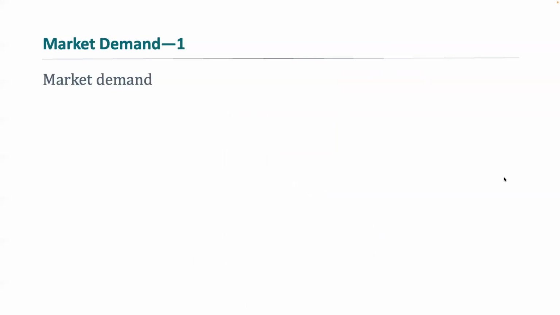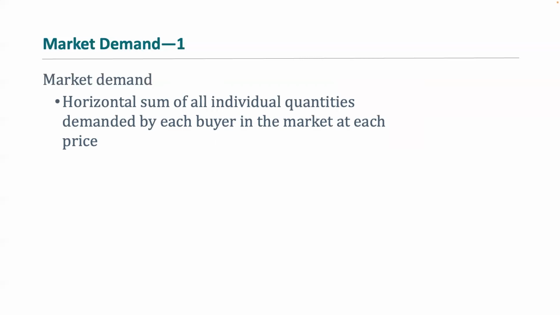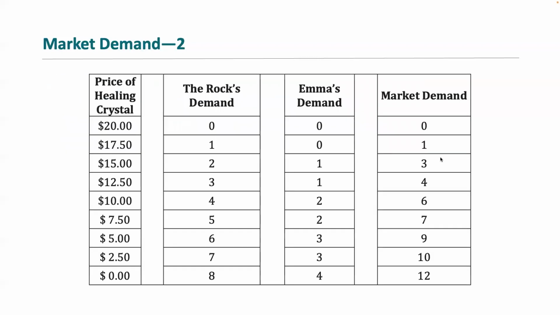So with market demand, instead of looking at one particular individual like the Rock, we're looking at everyone in that particular market and how their demand is affected. This is a horizontal sum of all individual quantities demanded by each buyer in the market at each particular price. This sounds really complicated, but I promise you it's not too bad. All that we're doing is looking at, in this case, two people to simplify it. We're saying the Rock and Emma, and we're going to add up what their demand is at each particular price level, and we're going to use those to come up with a market demand in total.